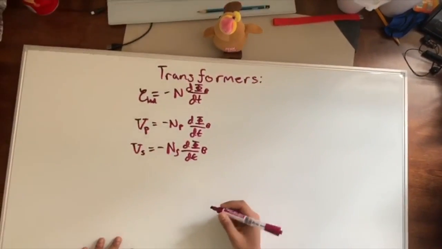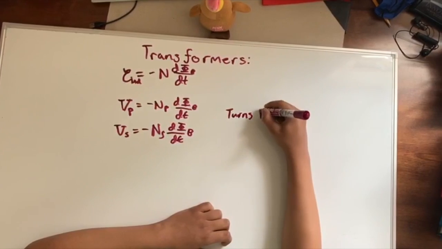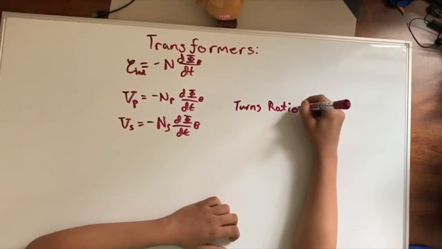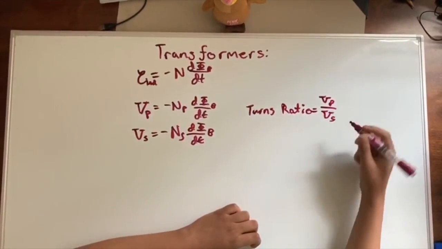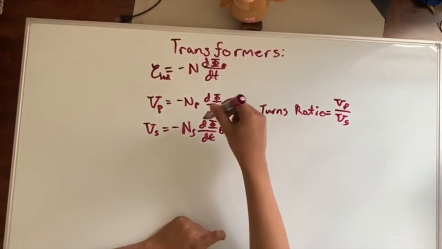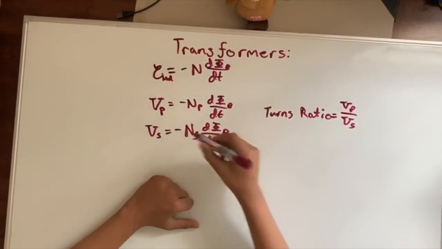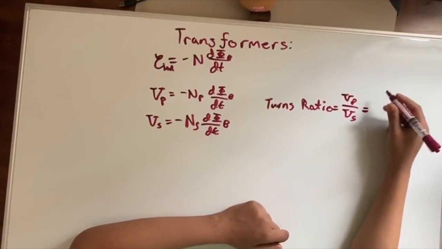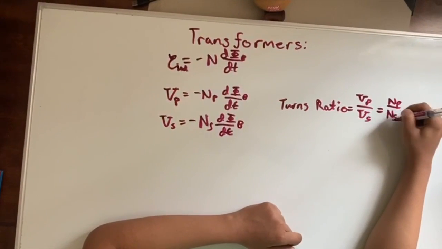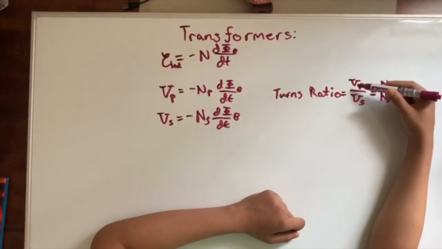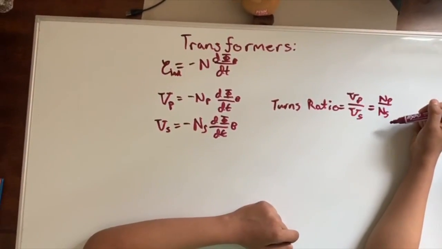So let's say we were to find the turns ratio. What we would end up doing is taking the ratio of V sub P over V sub S. And the thing is, if you divide these two, you'll notice that d phi dt is the same in both of them, so that'll cancel out, and the negatives will cancel out as well. So we'll just be left with N sub P over N sub S. Something very important to note here is that with voltage and the number of turns, the primary is in the numerator and the secondary is in the denominator.